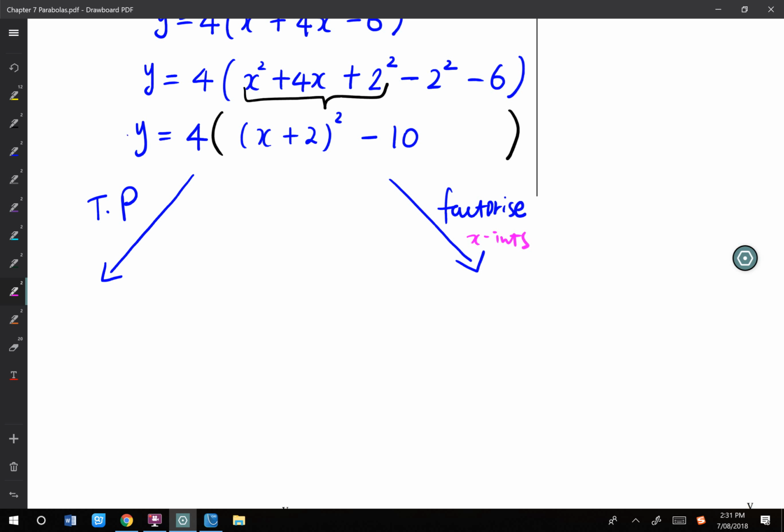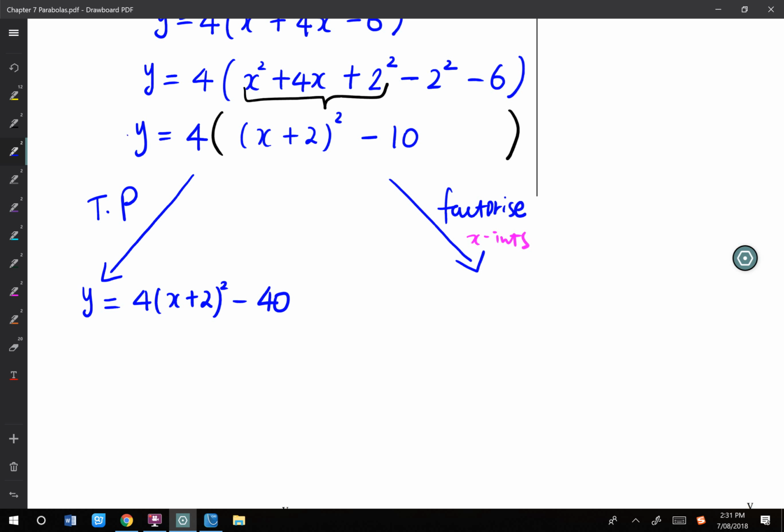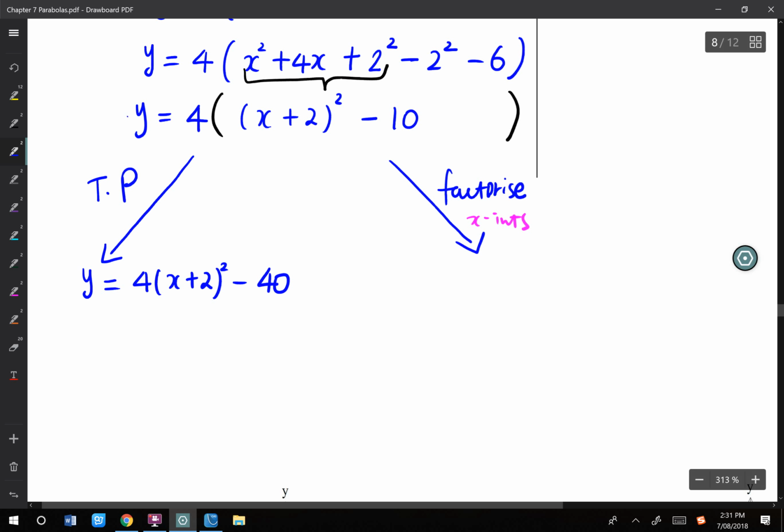Because this is not a factorized form or a turning point form. It's completing the square, but it's not a turning point form, because turning point form is a(x minus h) squared plus k. There's no black bracket. That black bracket should not be there. So I will expand. That's 4(x plus 2) squared minus 40.